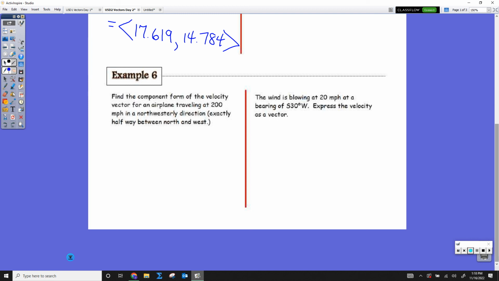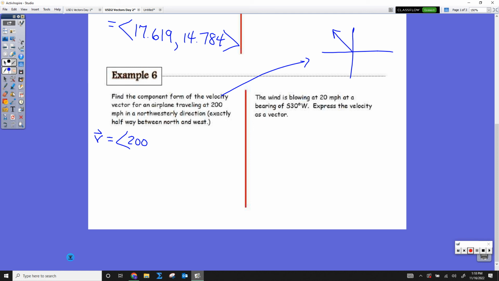All right, so on this part right here, the component form of a velocity vector, I'm going to call it V. What would it be? 200. Can I go ahead of myself here? I'm going to draw the picture for this one over here. It says, in a northwesterly direction, exactly halfway between north and west. There's our vector right there.